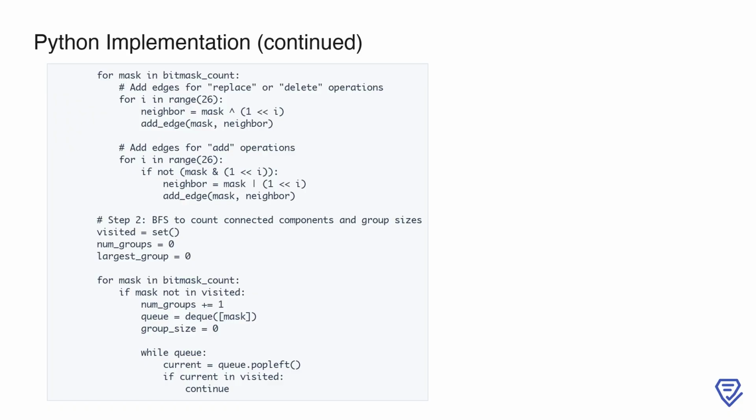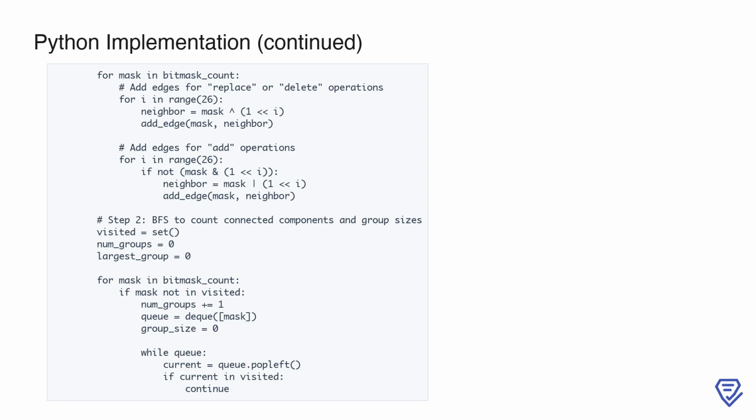Now, we iterate through the bitmasks in bitmask_count to construct the graph based on valid operations. For each bitmask, we first handle replace or delete operations. These operations alter the bitmask by flipping one bit at a time, which we achieve using the XOR operation with 1 << i, where i represents each bit position. The resulting mask represents a neighbor, and we use add_edge to connect the original mask to its neighbor.